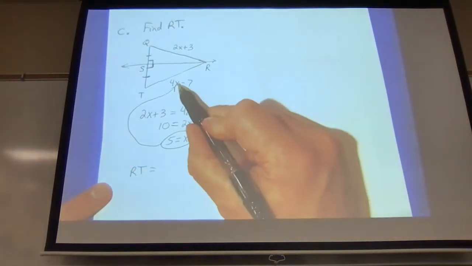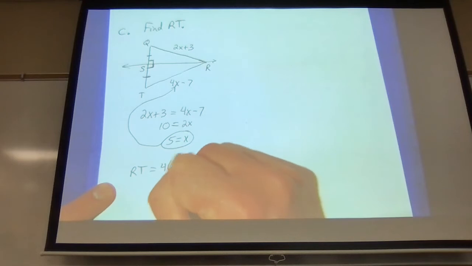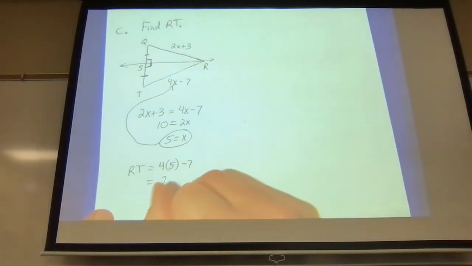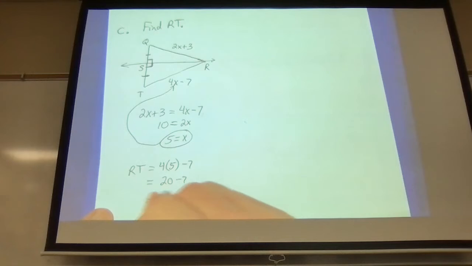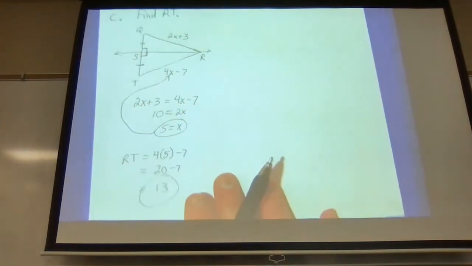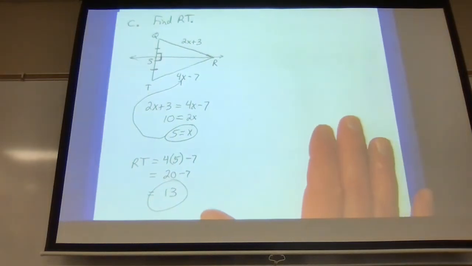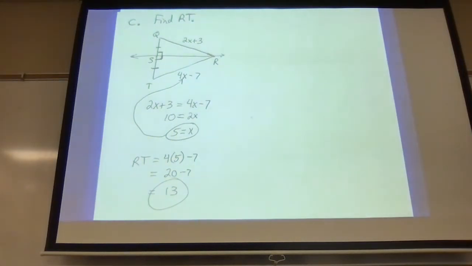When we do that, we're going to put 5 in for x. 4 times 5 minus 7. Okay. 4 times 5 is 20. 20 minus 7 is 13. So the answer they want is 13. So you have to be careful of that when you're doing these. Just make sure you're answering the right question. Make sure you're looking to see if they're asking for x or if they want a side.